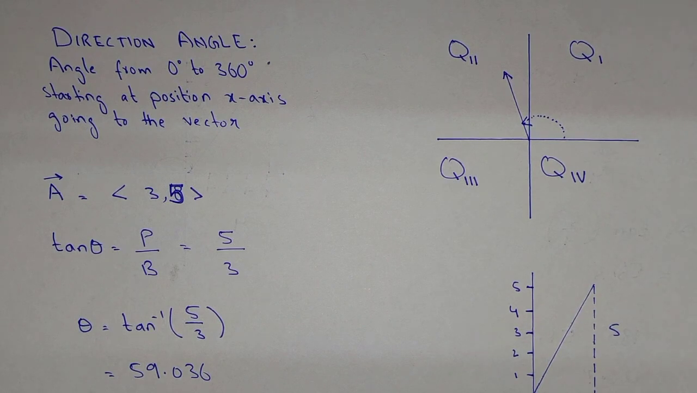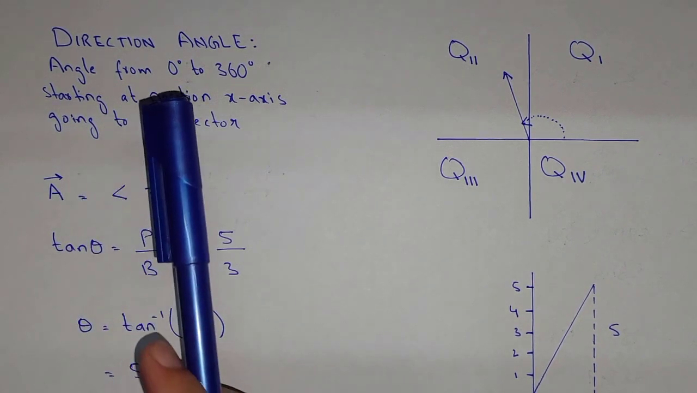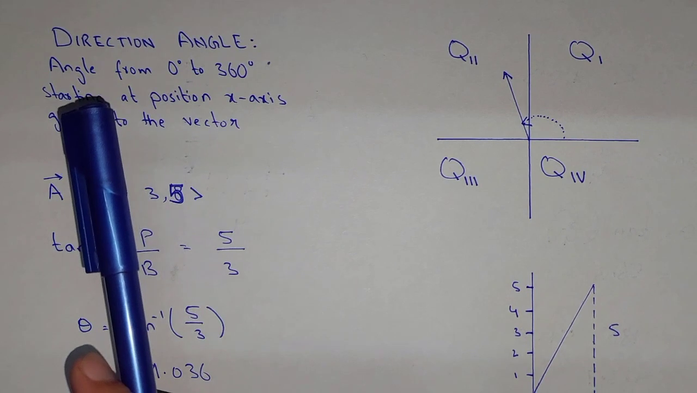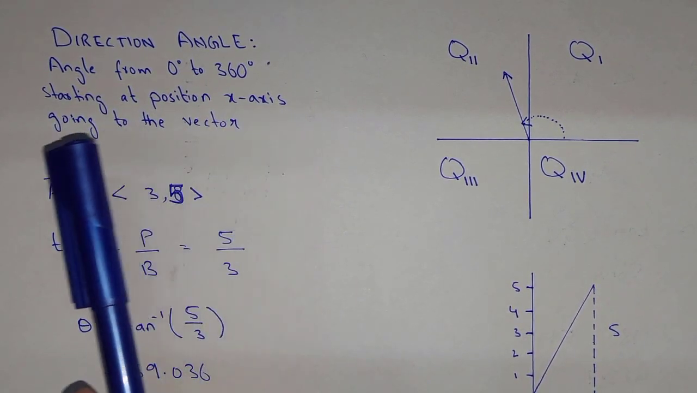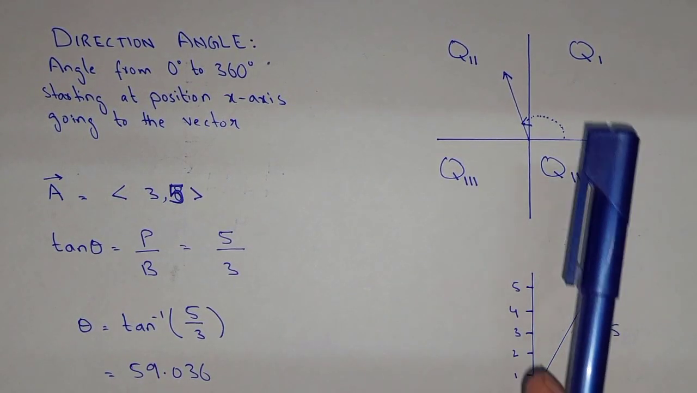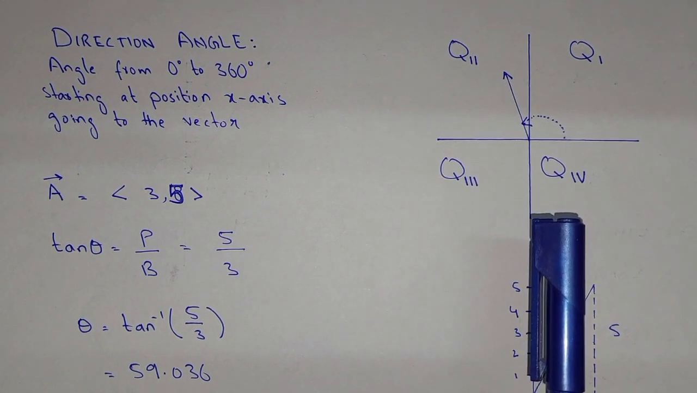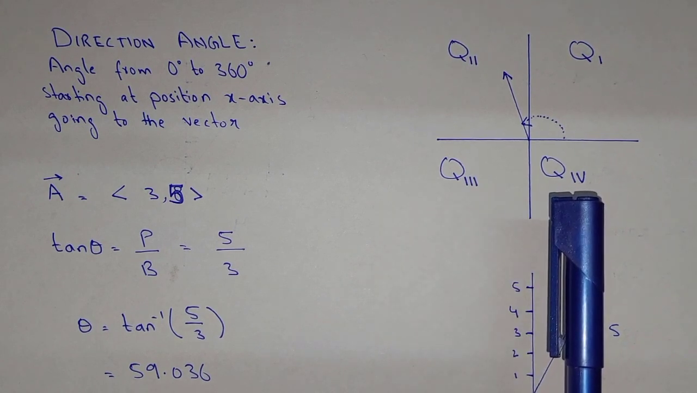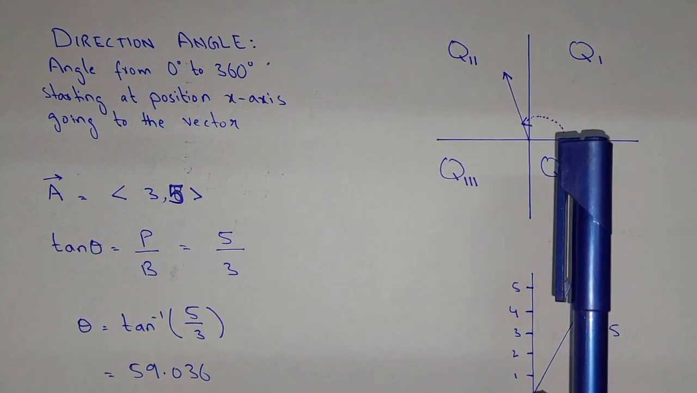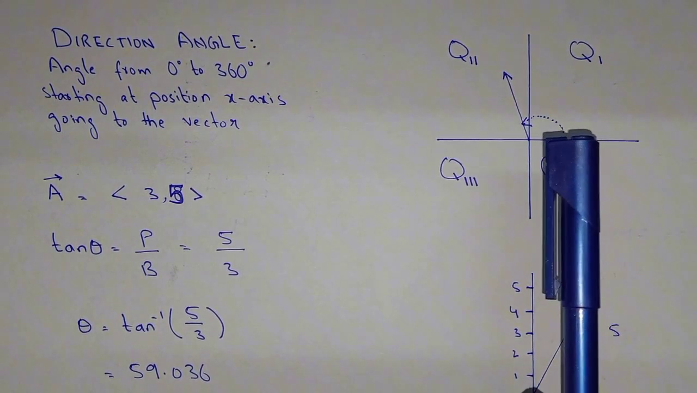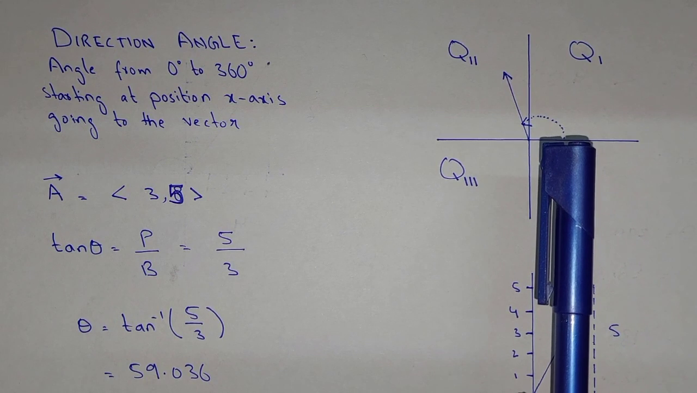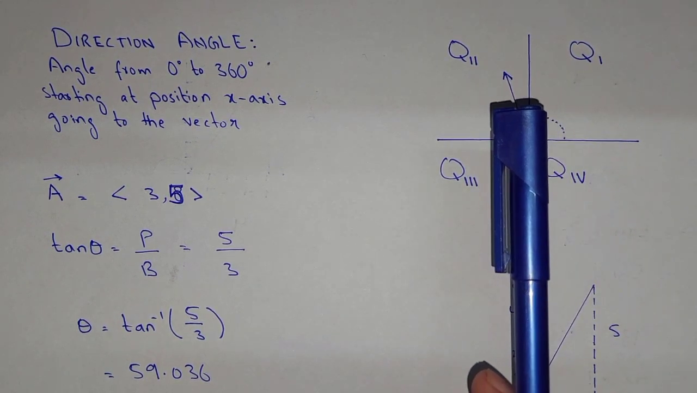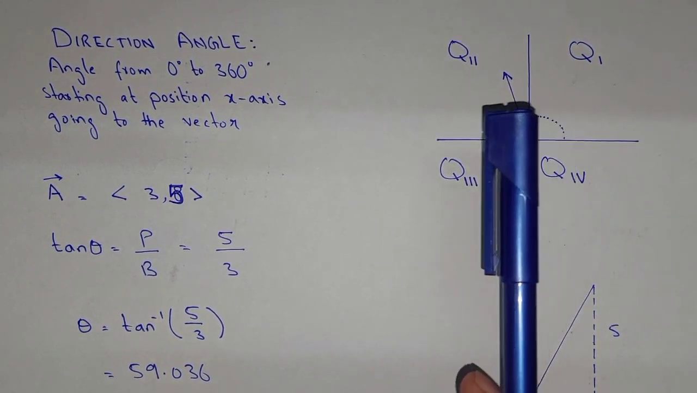In this video, we will learn about the direction angle of a vector. It is the angle from 0 degrees to 360 degrees, starting at the positive x-axis and going to the vector. Here in the graph, we have the four quadrants: quadrant 1, quadrant 2, quadrant 3, and quadrant 4. So it is the angle starting from 0 degrees on the x-axis. This is the positive x-axis, starting from 0 degrees up till the vector. This will be the direction angle.